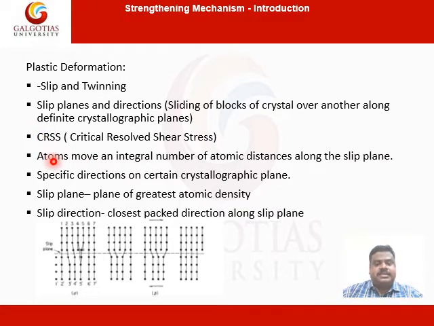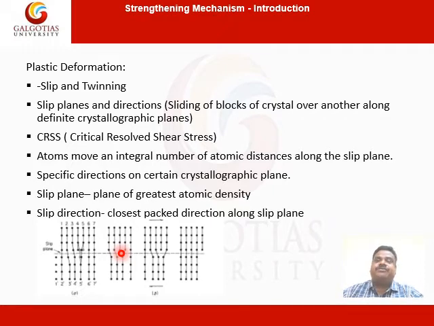In slip, atoms move an integral number of atomic distances along the slip plane. You just look at this. This is a dislocation. This dislocation moves along this slip plane and causes a slip of a few atomic distances. The slip plane is nothing but the plane which has the greatest atomic density, and the dislocation moves along a specific direction which is known as the slip direction. So slip plane and slip direction put together is known as the slip system.